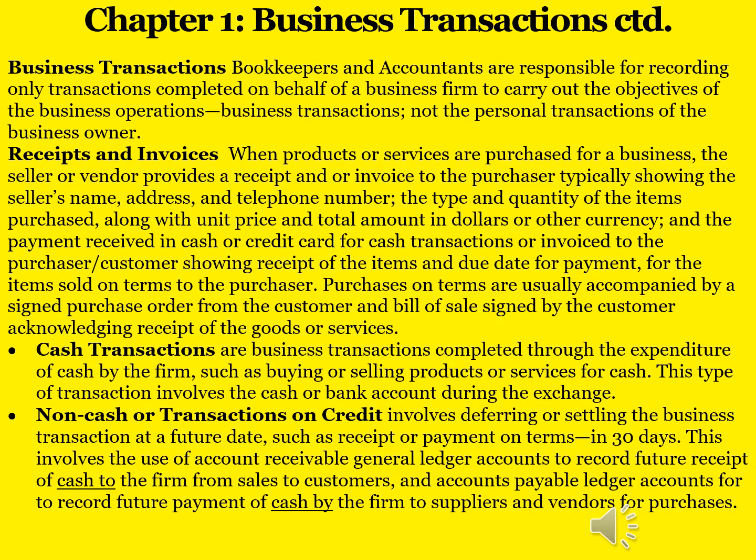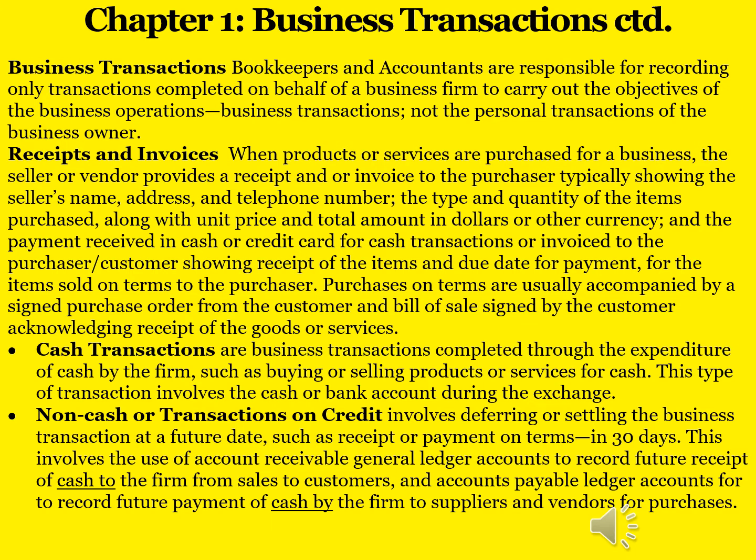Receipts and invoices. When products or services are purchased for a business, the seller or vendor provides a receipt and/or invoice to the purchaser, typically showing the seller's name, address, and telephone number, the type and the quantity of the items purchased, along with unit price and the total amount in dollars or other currency, and the payment received in cash or credit card for cash transactions, or invoiced to the purchaser customer, showing receipt of the items and due date for payment for items sold on terms to the purchaser.